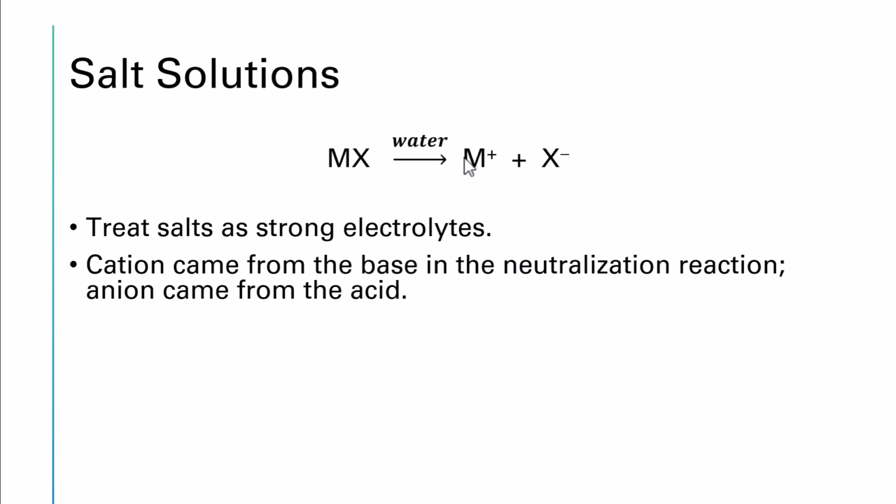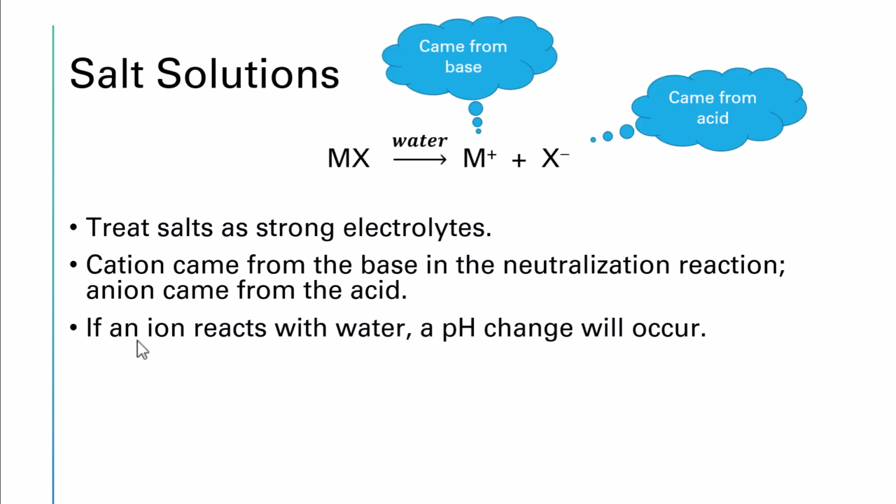However, if the cation is the result of a weak base like ammonia accepting a hydrogen ion from a strong acid, that cation is going to be acidic. It's going to want to get back to being ammonia by donating that hydrogen ion to the solution, making the pH go down because the hydrogen ion concentration goes up. So if an ion reacts with water, a pH change occurs.